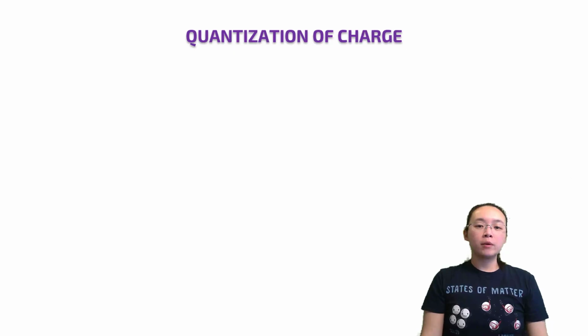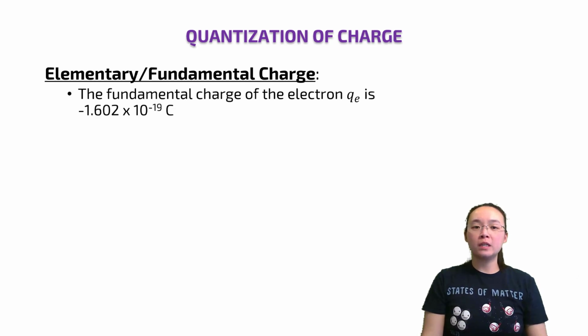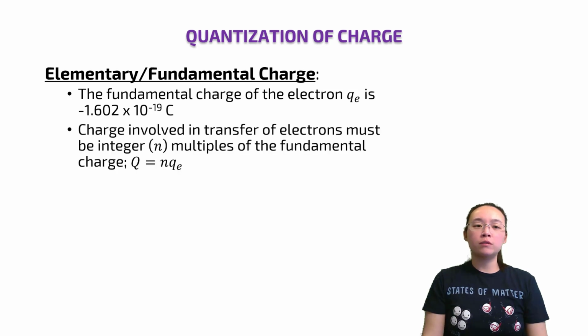So let's talk about how to quantify charge by looking at the electron. When we look at one individual electron, it holds a fundamental or elementary charge of Q_e or e, which is negative 1.602 times 10 to the negative 19 coulombs. So if we're transferring a bunch of electrons, the charge involved is going to be some integer number, n electrons, multiplied by the elementary charge.